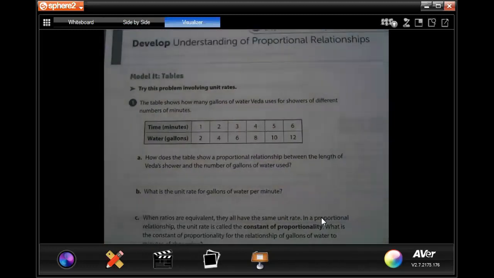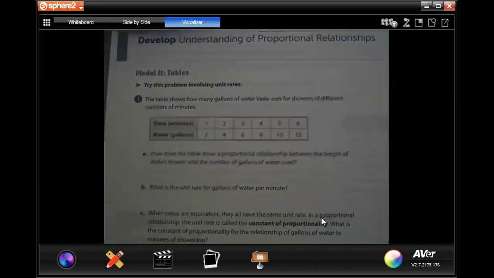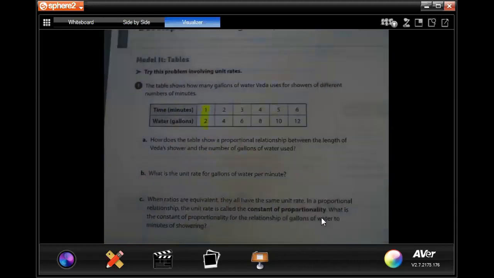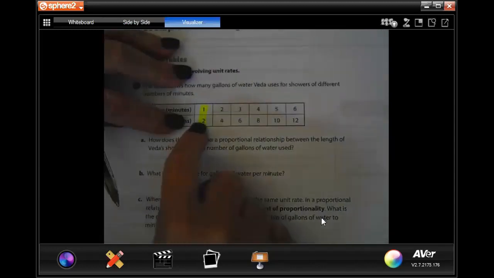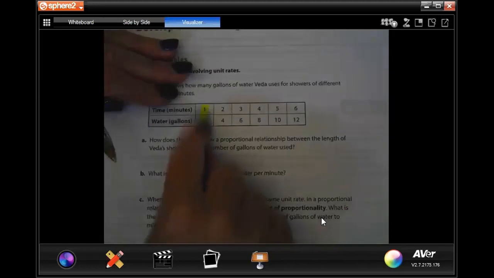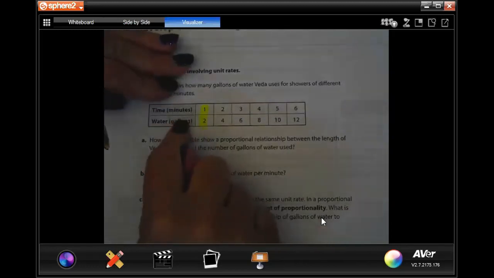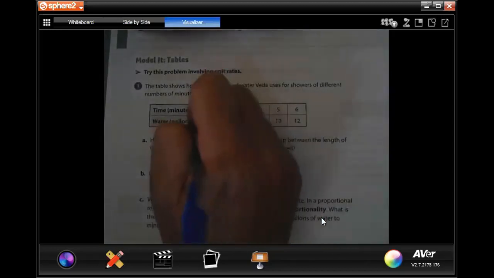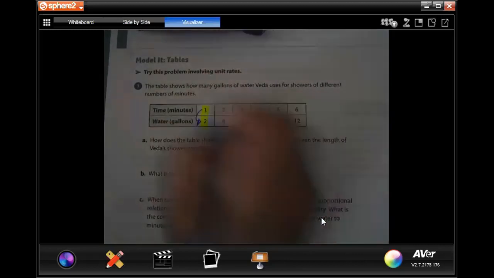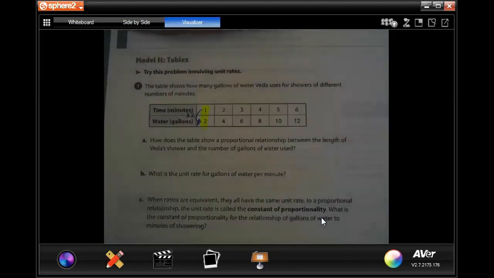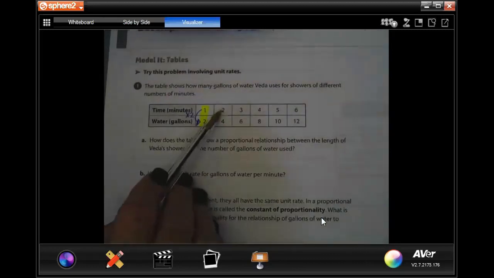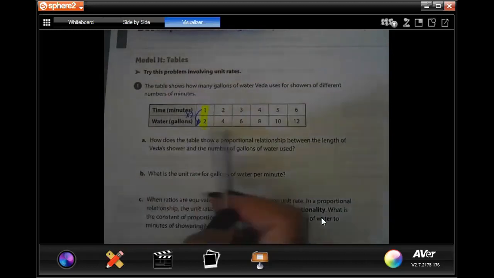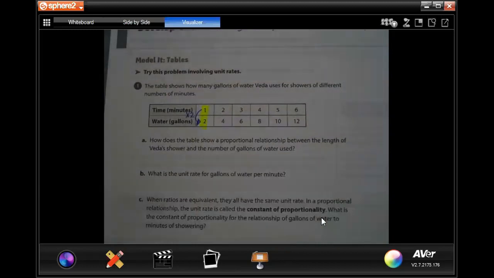All right, so the first thing that I want you to do is find the relationship between minutes and gallons of water. So again, I'm not looking at 2, 4, 6, 8, 10, 12. I'm looking for the relationship that these two quantities have. If I asked you, what do you do to 1 to get 2? I'm hoping that you're going to say, oh, you multiply it by 2, Mrs. Parkin. Well, let's see if that works for the rest of them. 2 times 2 is 4. Yep. 3 times 2 is 6.